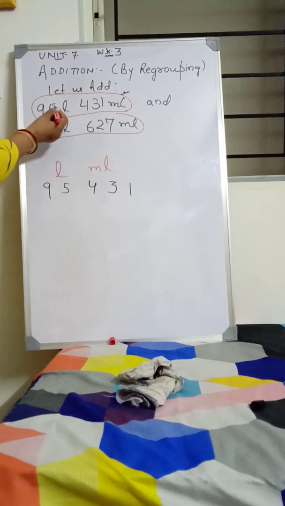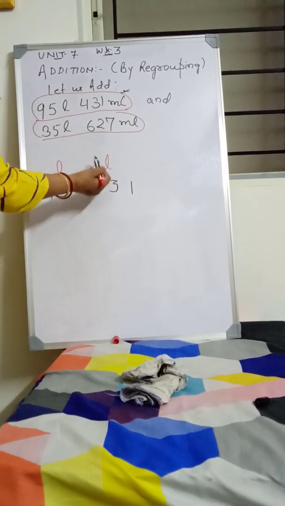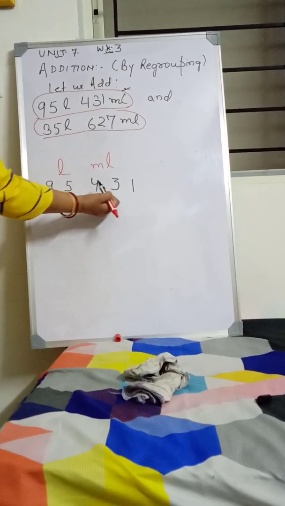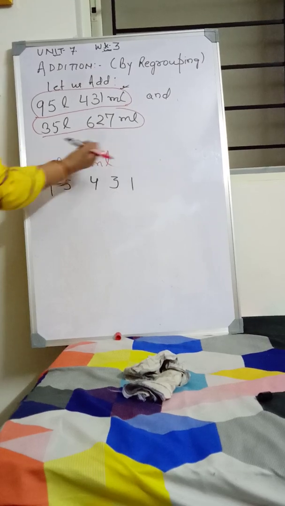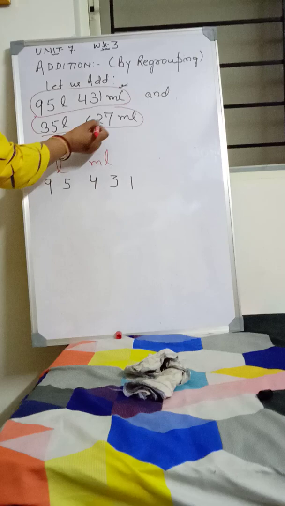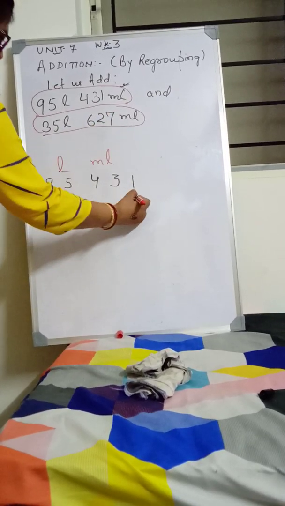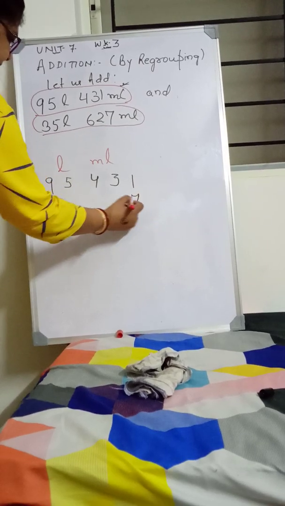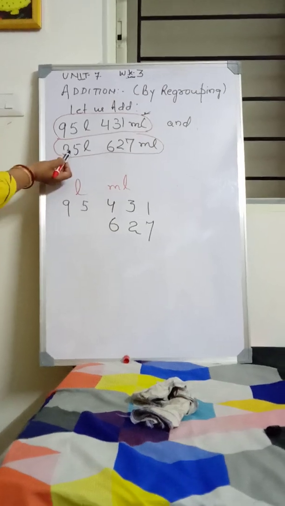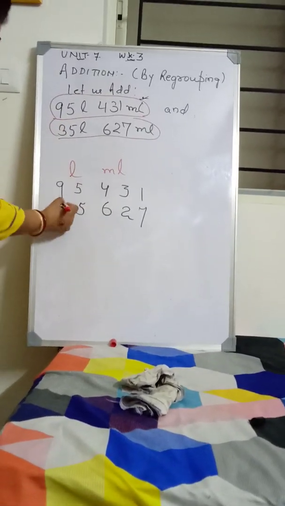Right? Now just below this, always remember that in order to write down the column, you have to follow the pattern. The pattern I am following is dividing it into two units, liter and milliliter. The second unit is 35 liter and 627 milliliter. I start to write from right to left, 7 to 6. See, 627. Now write this 35 just below 5, write 5, and just below 9 write 3.